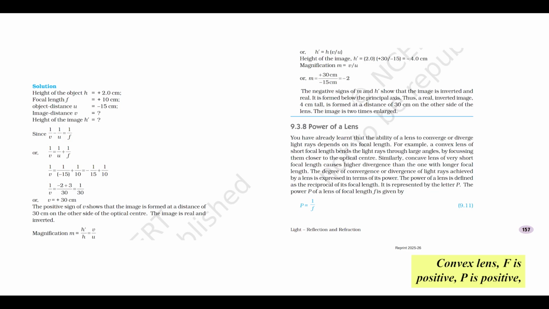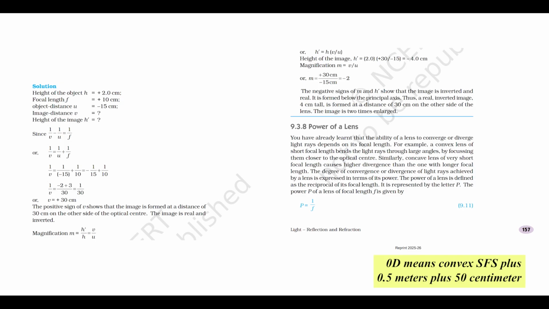The sign of the power immediately tells you the lens type. Convex lens, F is positive, P is positive, plus power, converging lens. Concave lens, F is negative, P is negative, negative power, diverging lens. So the sign of the power in a prescription, plus 2.0 D or negative 2.5 D, directly tells the optician if it's convex or concave. Precisely. That's its practical use.